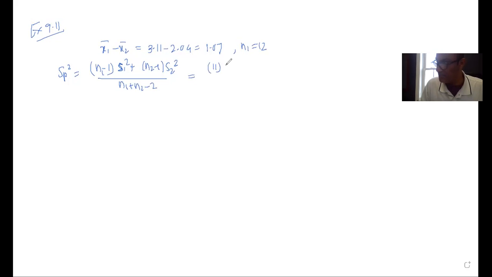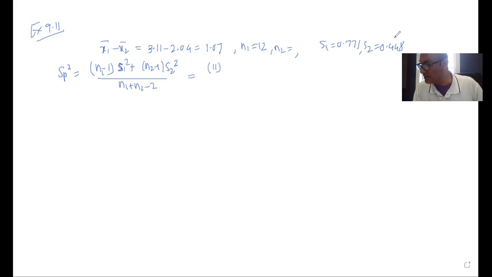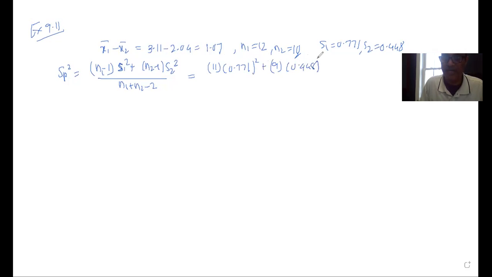S1 is given to us, that is equal to 0.771. I'm looking for n2, and s2 is equal to 0.448. Sounds good, guys. And n2 is equal to 10. So here it is 9. Sp square is equal to 11 times 0.771 square plus n2 minus 1, which is 9, times 0.448 square, divided by n1 plus n2 minus 2, that is 12 plus 10 minus 2, which is equal to 20, right?